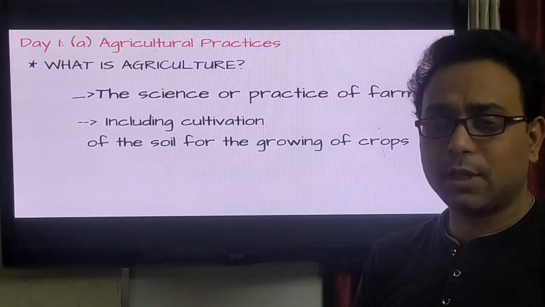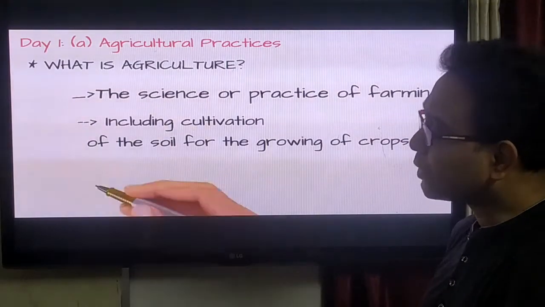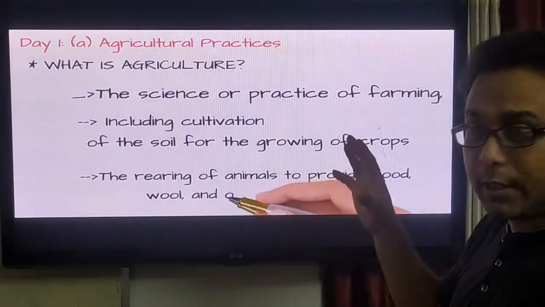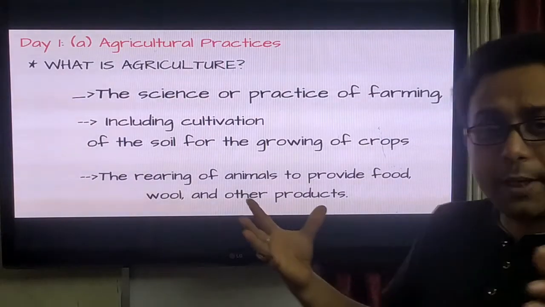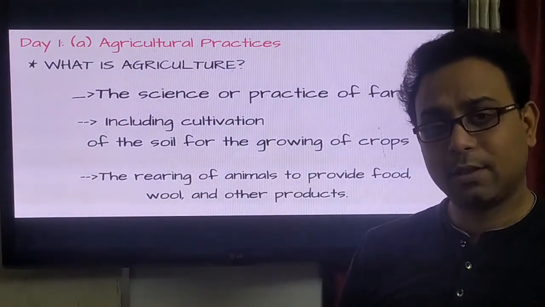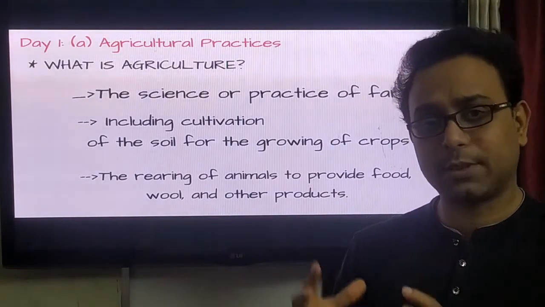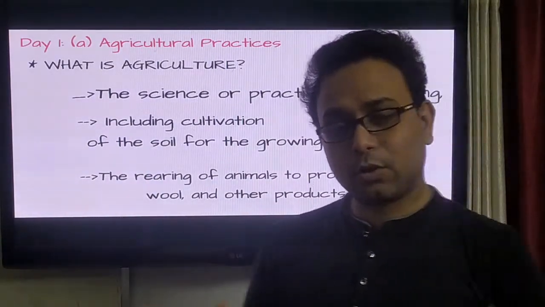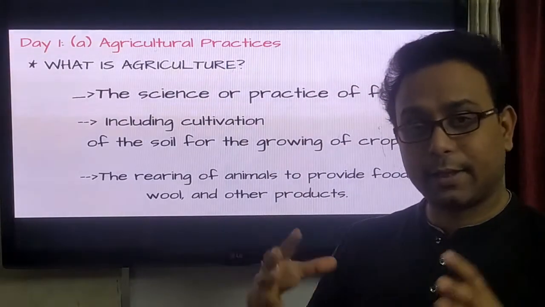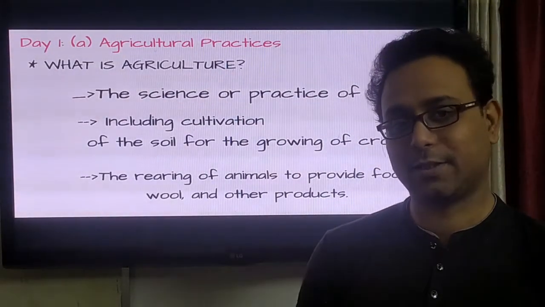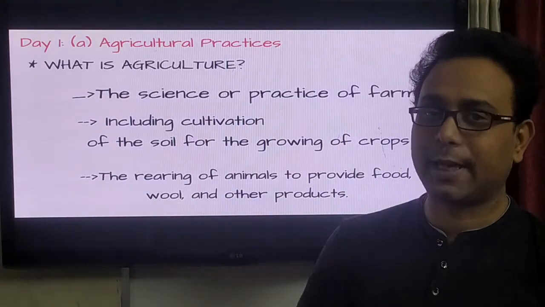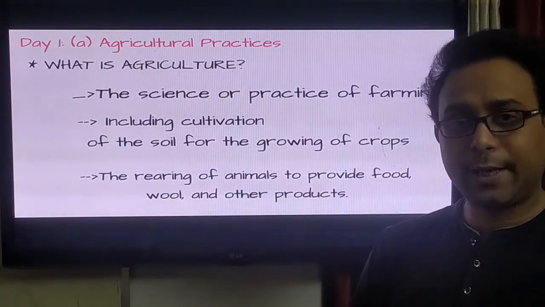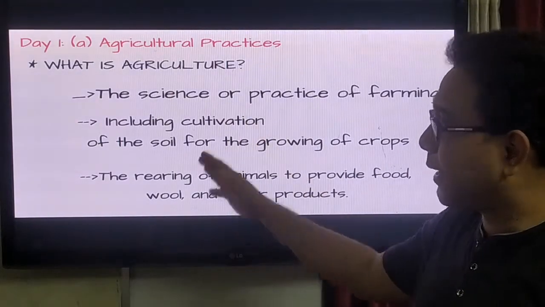But not only crops, other things are also there in agriculture, that is the rearing of animals to provide food, and ultimately different other products are also taken from these animals. But at first the rearing and domestication of animals is very important. So in agriculture, not only plants but also animals and their rearing are included in the agricultural part. So agriculture is the basic science. Many students are doing their honors degree in agricultural science, right? So this is agriculture. Plants and animals, both are there.